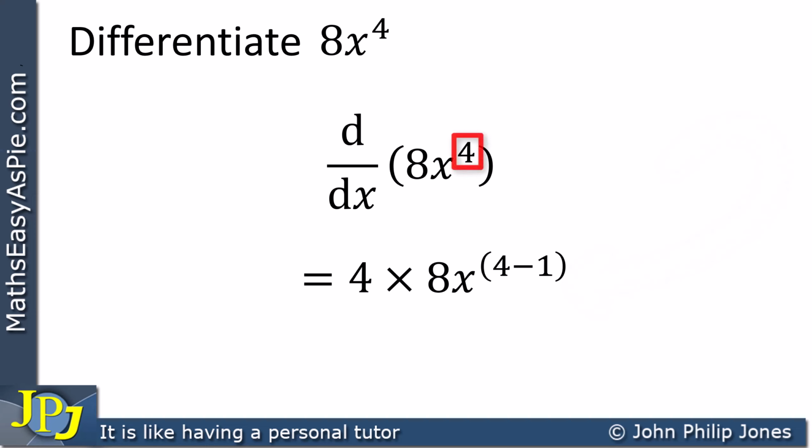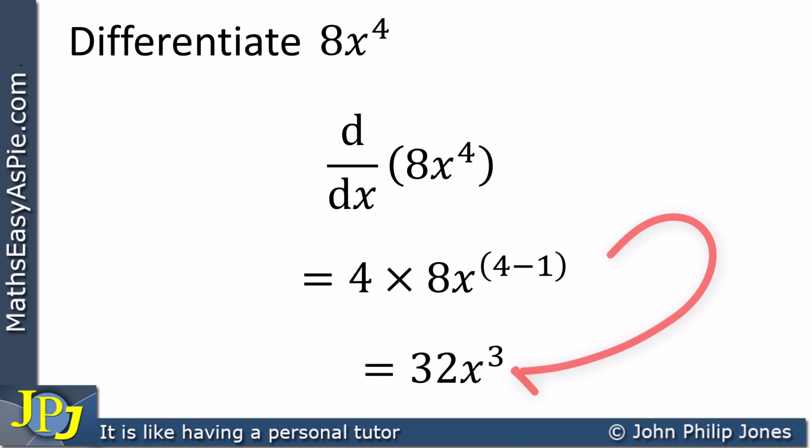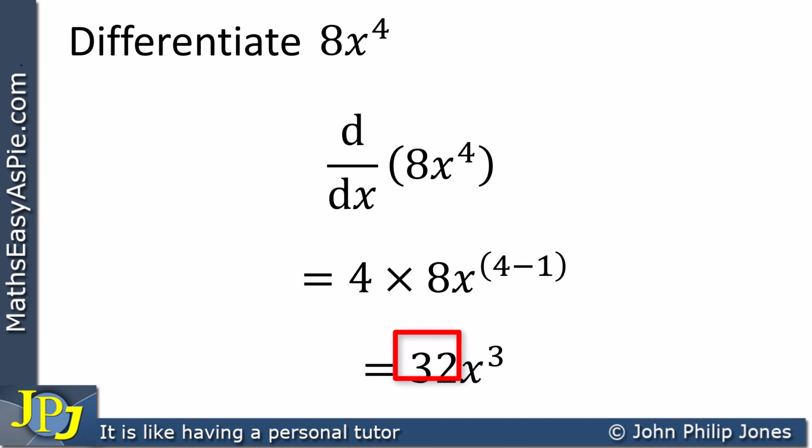This 4 multiplies this 8, as you can see here, and then we turn our attention to this power and we reduce it by 1, which you can see here as 4 minus 1. Now if we look to the next line of the calculation, we can see it's 32x to the 3. Now this has been derived from this calculation, 4 times 8 giving us 32, and this power of 3 coming from this calculation, 4 minus 1.